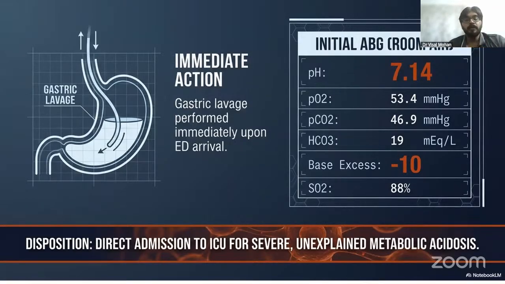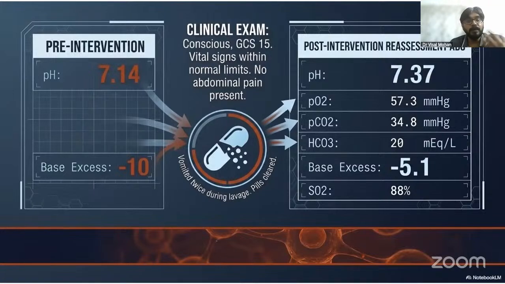During this lavage, what we noticed is the patient vomited twice, and along with the lavage, we get these pill extracts. So with that, we understood that a lot of pills have been ingested. They give history that around 20 to 30 tablets were present at home, so they are not sure of the number of tablets.